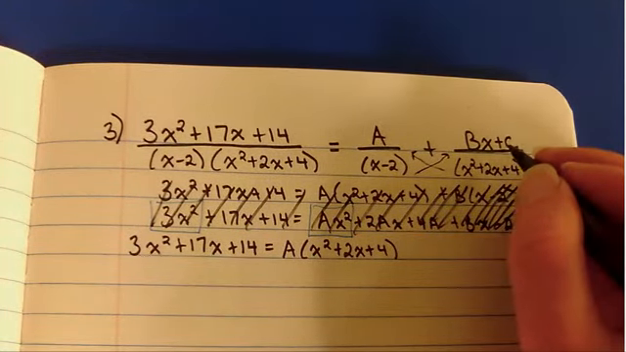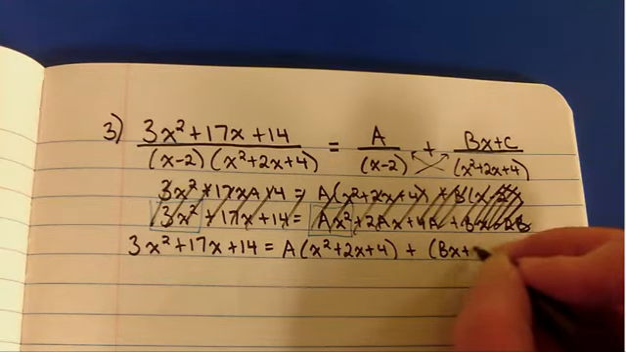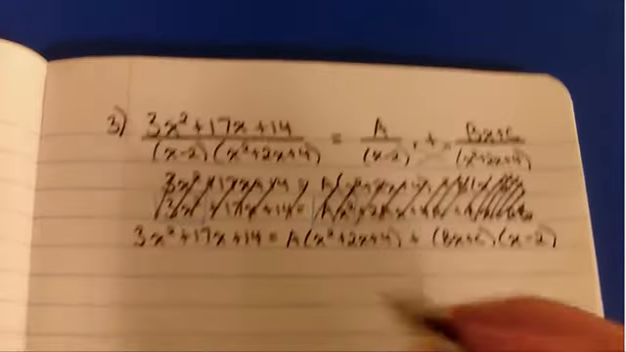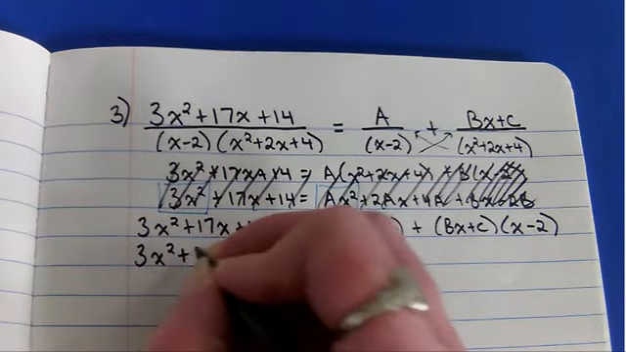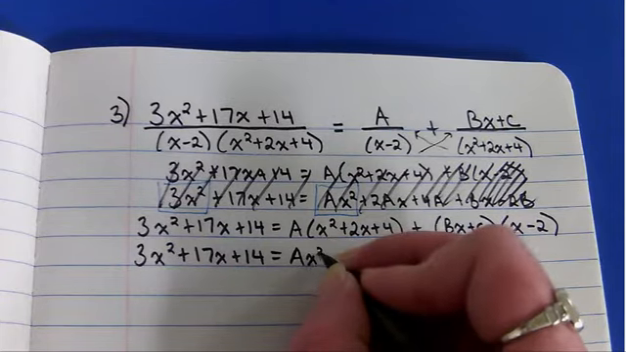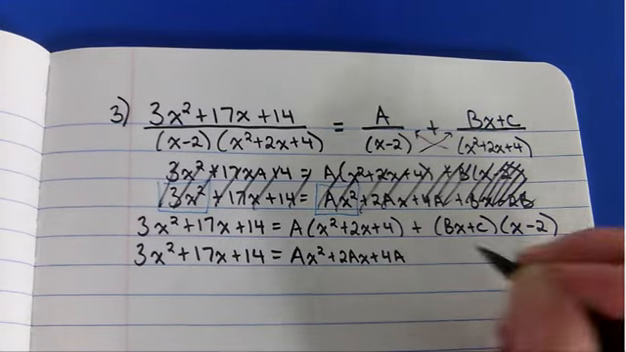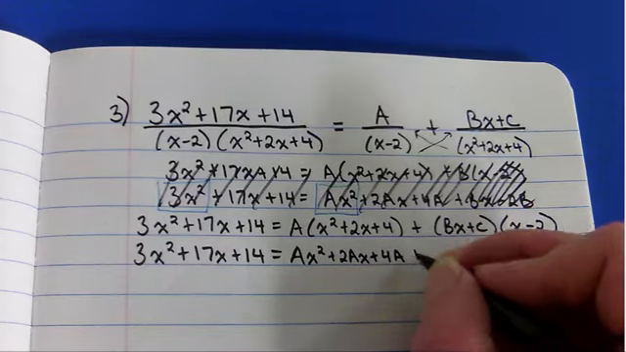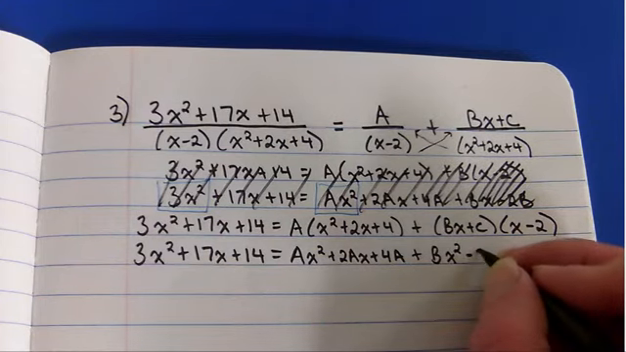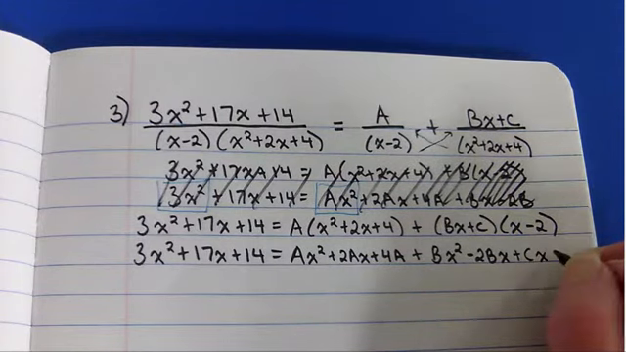But instead of that just being a b, it's bx plus c. So I'm going to have all of bx plus c times that other denominator x minus 2. So we'll have to distribute there. It's a little bit more on the simplifying part. But I knew I was missing something. So this will be ax squared plus 2ax plus 4a. And then over here I've got to distribute. So I'm going to be doing basically the FOIL method. So bx times x is bx squared. Then outer would be negative 2bx. Then c times x would be cx. And then c times negative 2 is negative 2c.